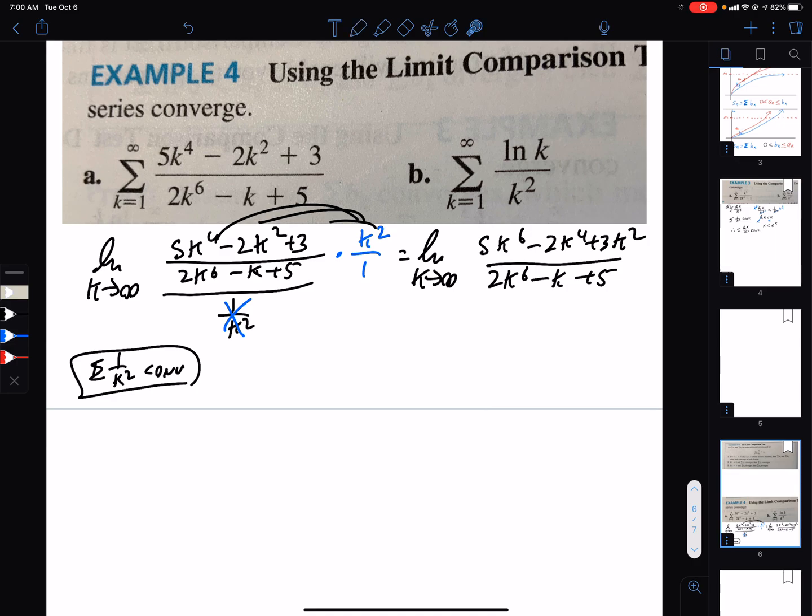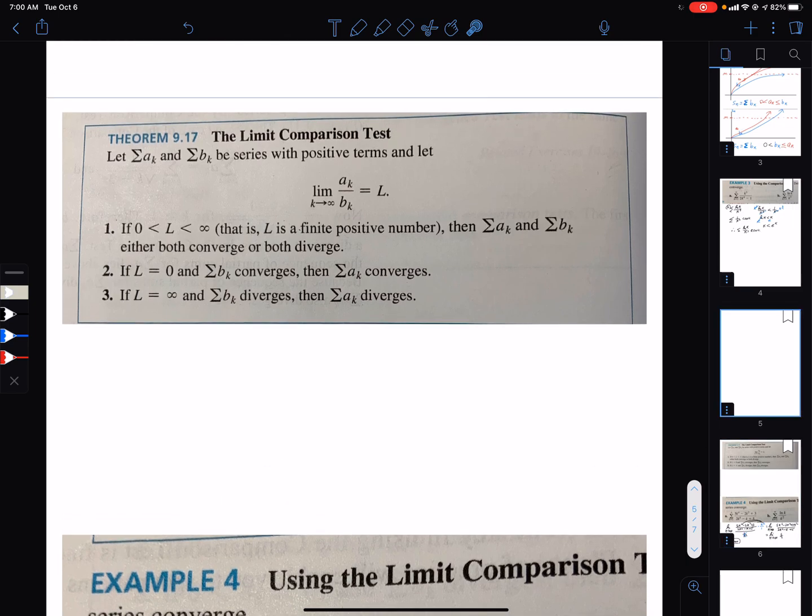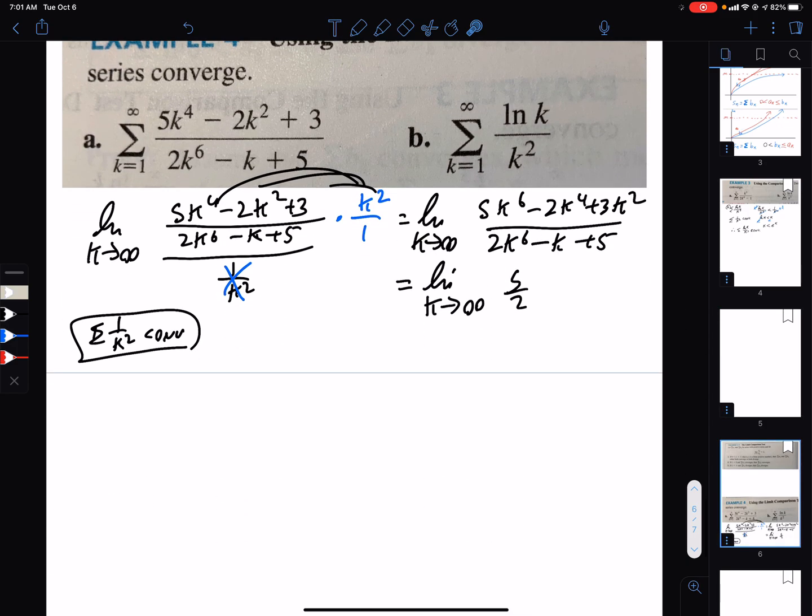Now, to take this limit, we did this in Calc AB. You divide everything by k to the 6th. This limit will come out to be 5 over 2. And so that's pretty easy. If that's anything other than 0 or infinity, they both do the same thing. If L is anything between 0 and infinity, then both of these series do the same thing. And our L was definitely between 0 and infinity.